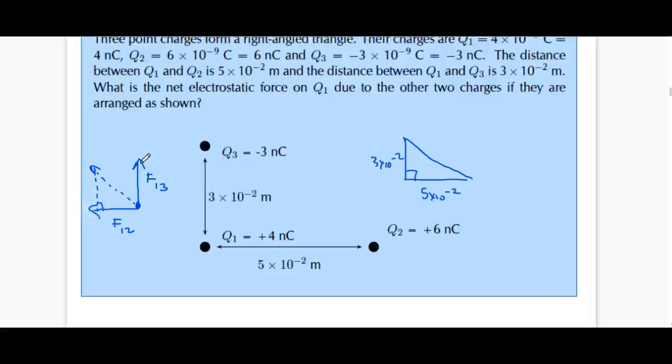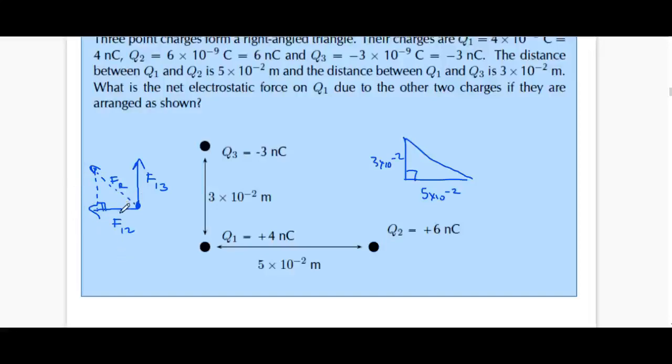So if I can shift this vector and put it here, I will have a right angled triangle, and this one will be my FR. Okay, so I can find this FR using Pythagoras theorem.